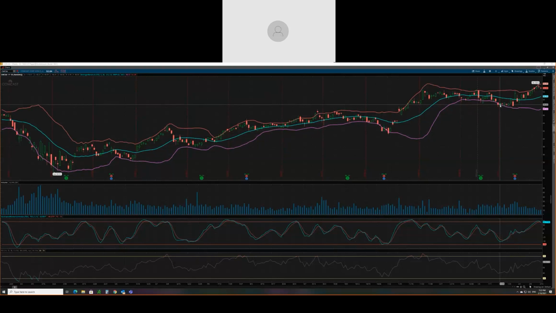This is another signal to buy. Otherwise, it's not a signal to buy. So you see one signal to buy here, another signal to buy here. After it touches the bottom, it comes up, you pick it up. And this is probably a signal here to buy.